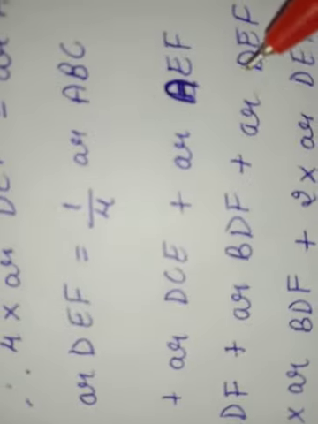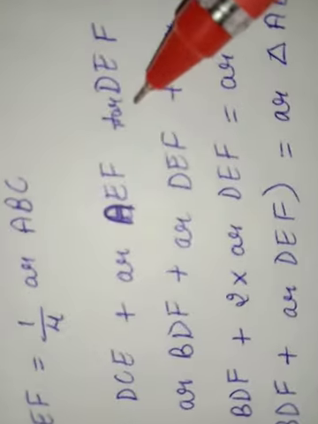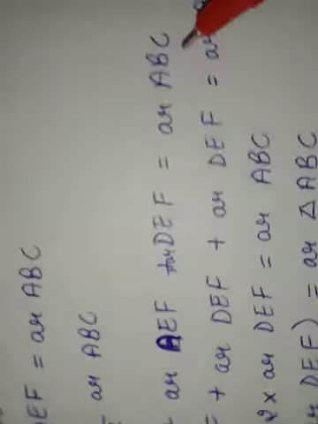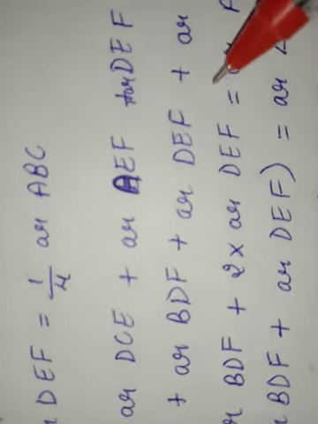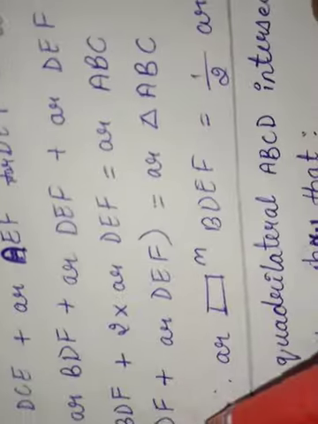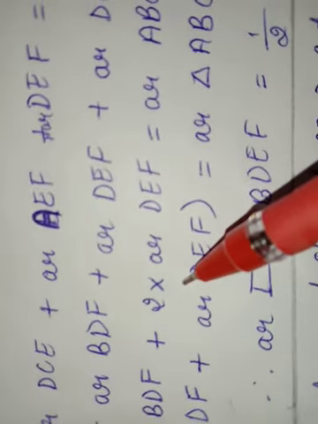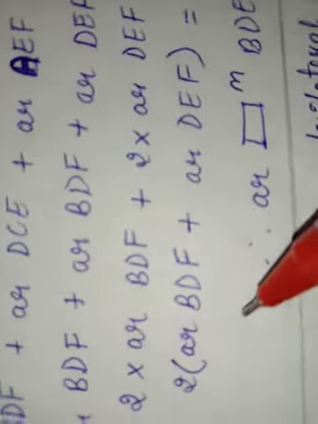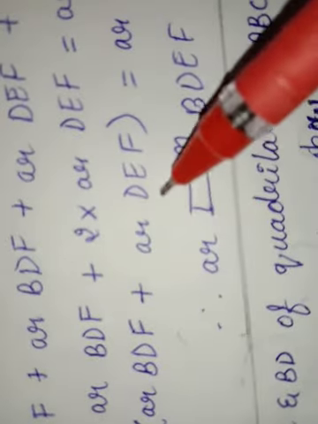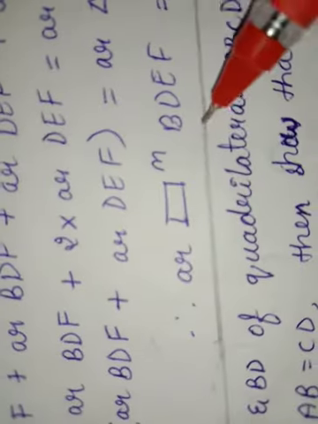Now, the third one: area BDF plus area DCE plus area AEF plus area DEF is equal to area ABC. So area BDF plus area BDF plus area DEF plus area DEF is equal to area ABC, that is 2 times area BDF plus 2 times area DEF is equal to area ABC. Area of parallelogram BDEF is equal to 1 by 2 times area of triangle ABC. Now let us move to the sixth problem.